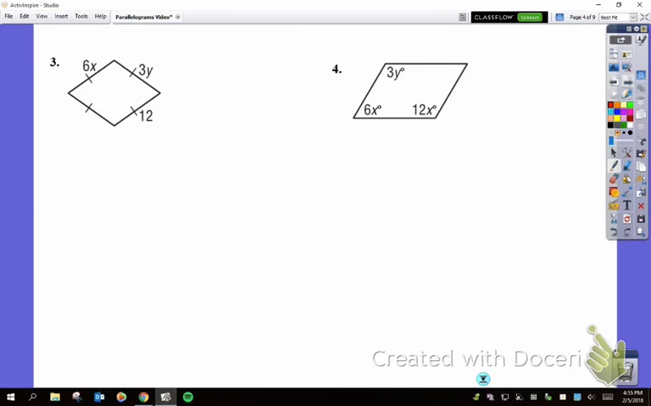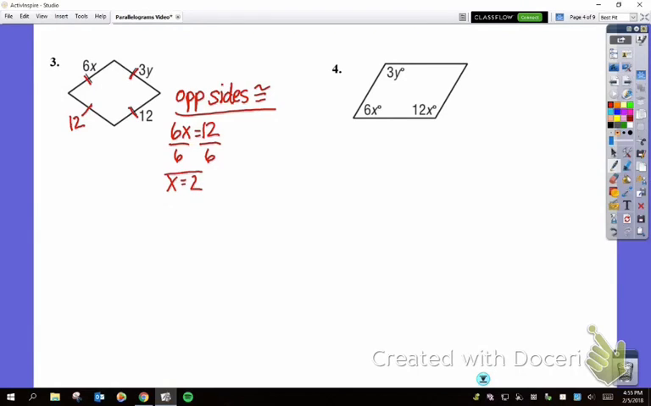Okay, so as we move along, number 3, we see that we have one dash mark on every single side. If I have one dash mark on every side like I do here, that means that all 4 sides are equal, which means if this is 12, then this is 12, and all of these are 12. Okay, so again, I'm going to use my opposite sides are congruent for both of these problems. So we're going to say 6x equals 12, divide by 6, and we get x equals 2. And we can also use that for y, so we could say 3y equals 12, divide by 3, and y equals 4.